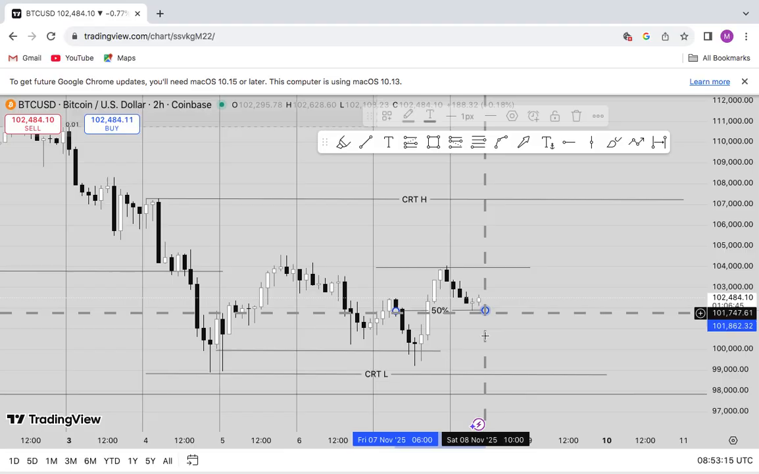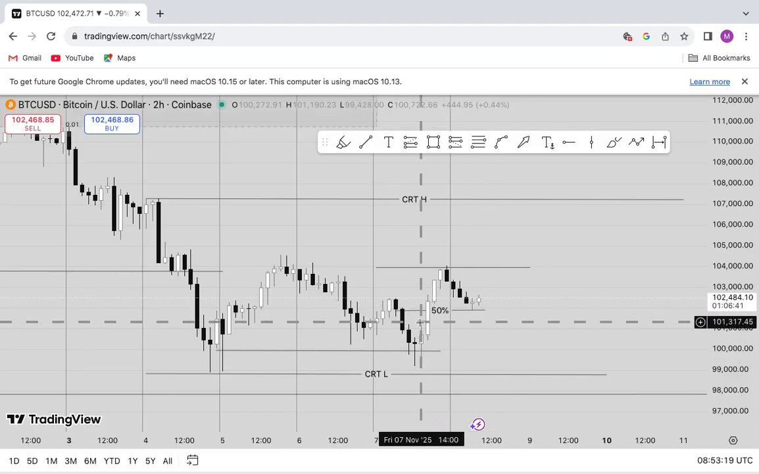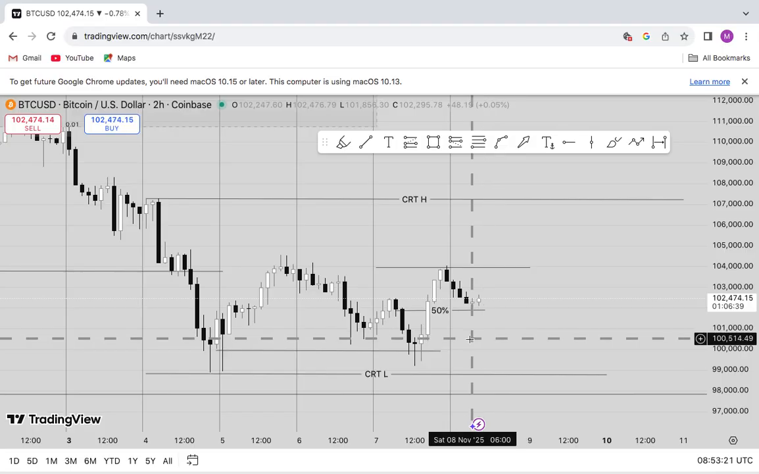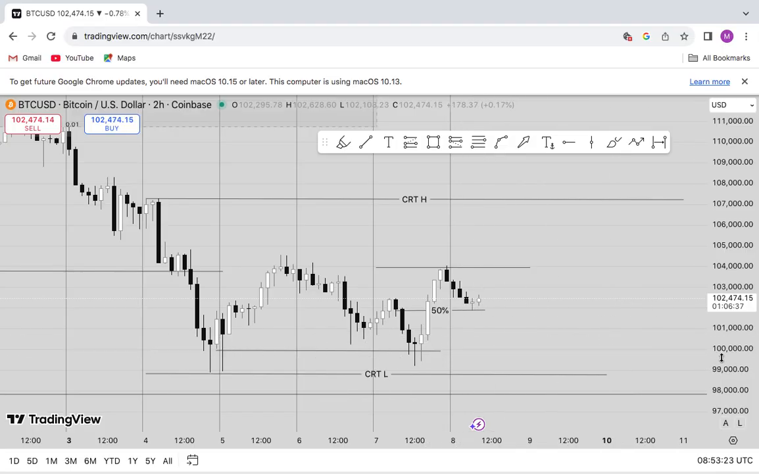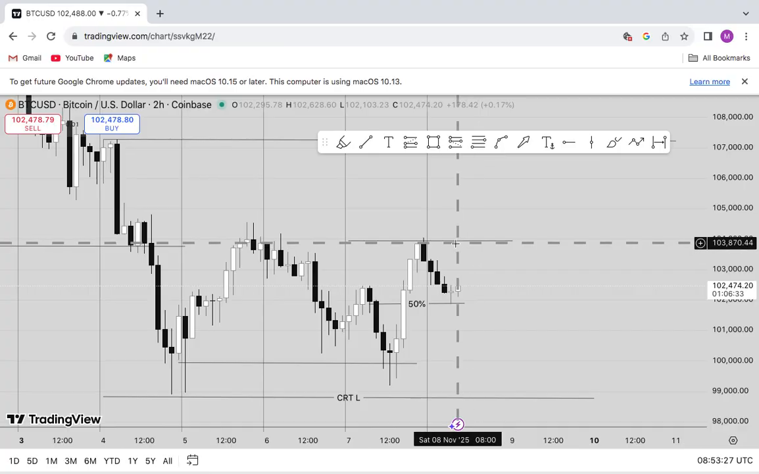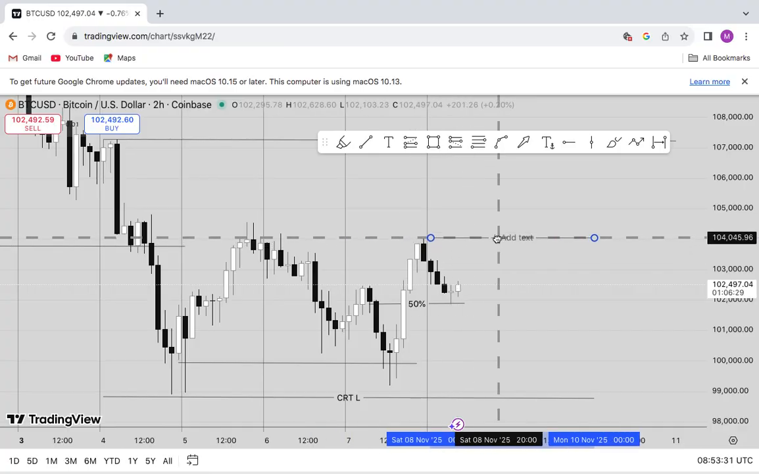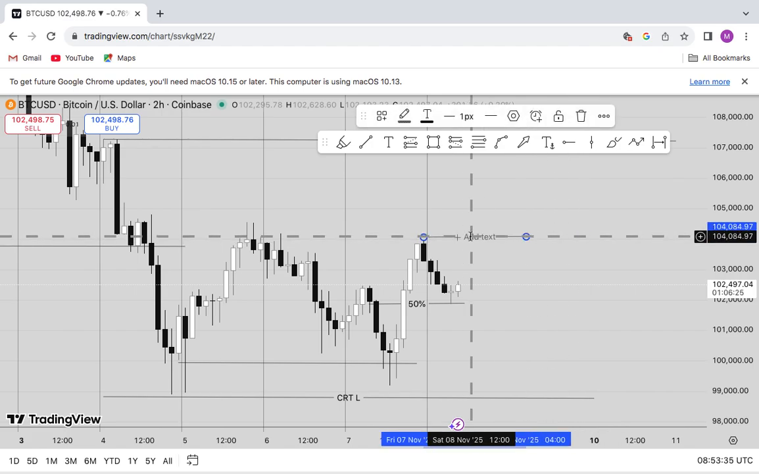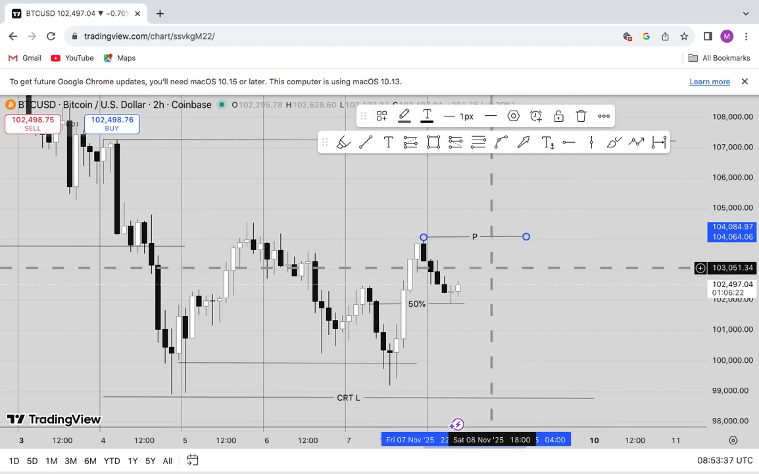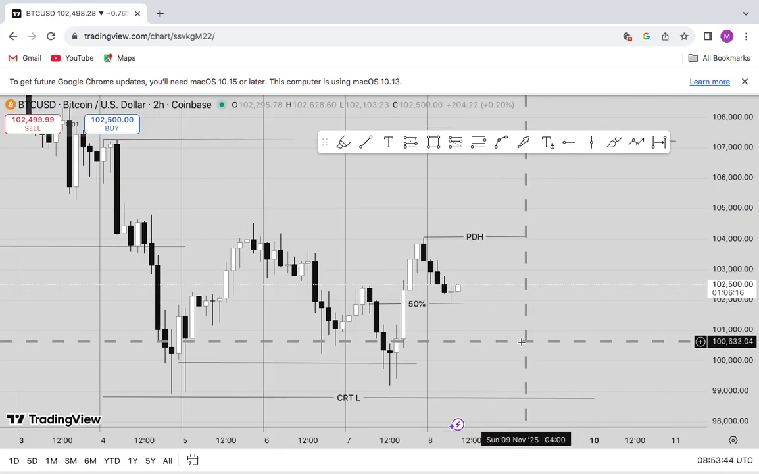So here we had a market structure shift, and this is now an FVG. So the 50% is sleeping within an FVG, which is also an internal range liquidity, and this is the high of yesterday. So we have this as yesterday high. So I'm gonna put P, previous day high.